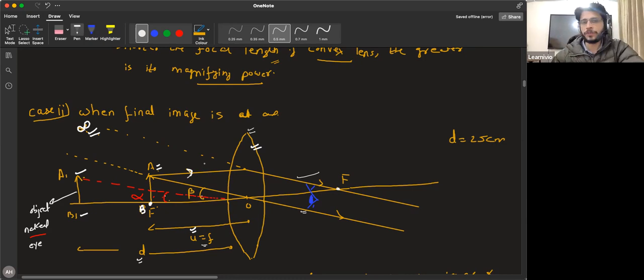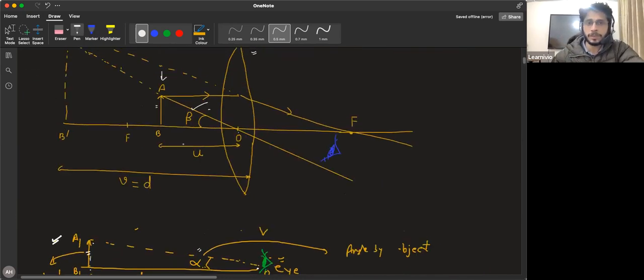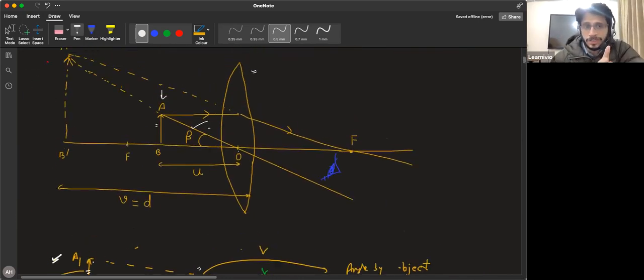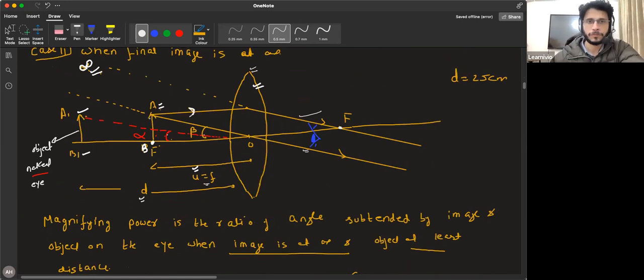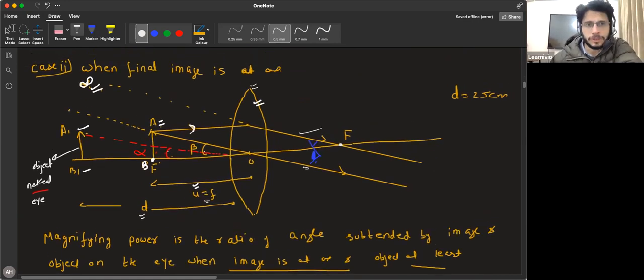So the only difference between this case and the previous case is, in the previous case, your object was in between focus and optical center. But here your object is at the focus. So these are the rays which are going to infinity. These rays are going to your image. This is image. So the angle subtended by image at the lens is beta. And your object distance is equal to f.